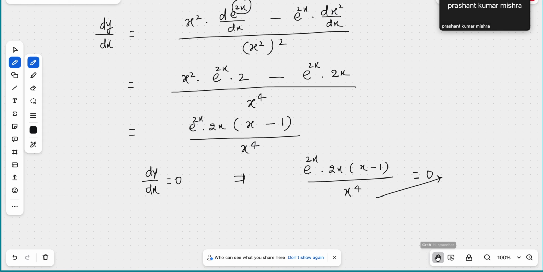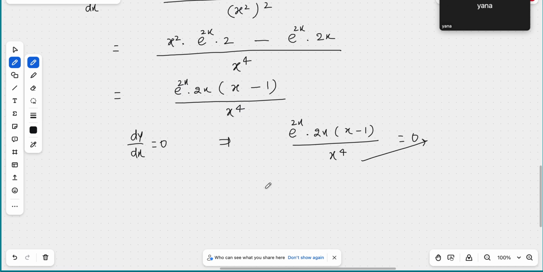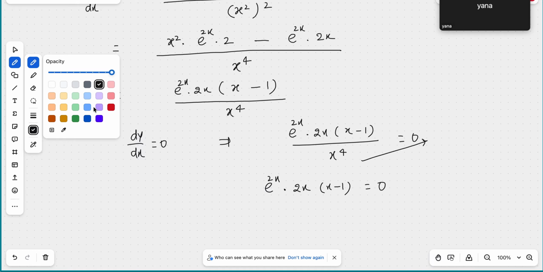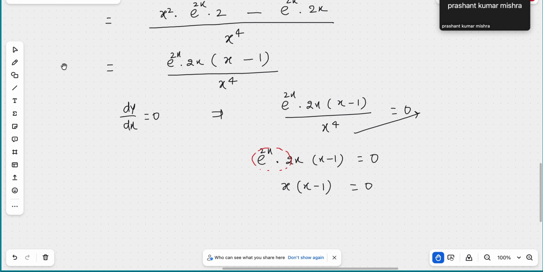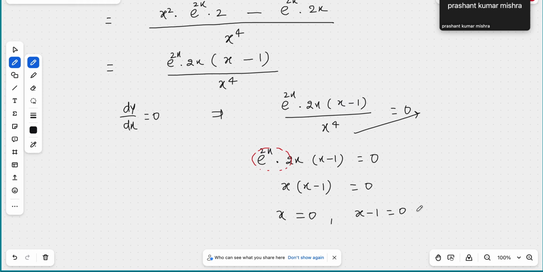This will be cross multiplied, so this term will get 0, and then we will have e raised to the power 2x times 2x, and this is x minus 1 equals 0. Now this is a positive term, so we can transfer it here, and that will be 0. Now we are left with x times x minus 1 equals 0. If I see this, x equals 0, and then x minus 1 equals 0, so x equals 1. We got 2 points, x equals 0 and 1, right?